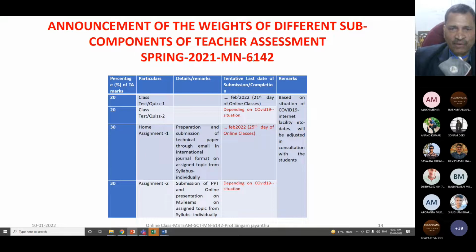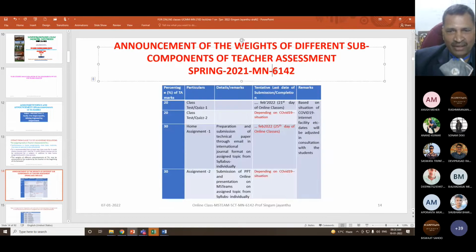Of course, there was something wrong in this number. Don't worry about this. 6142 is another course. For us, it is 2102. And let me change it here itself. So this is our 2102 course. We are doing this.